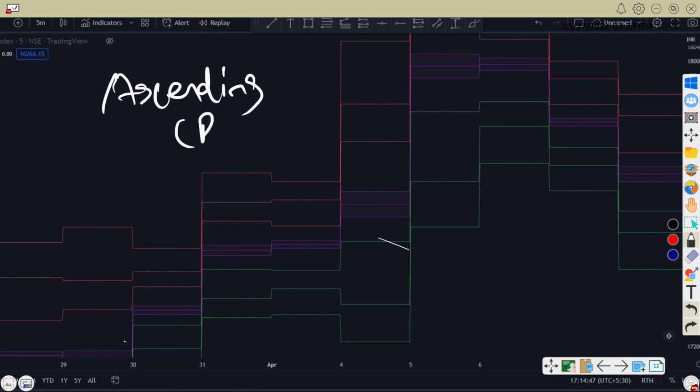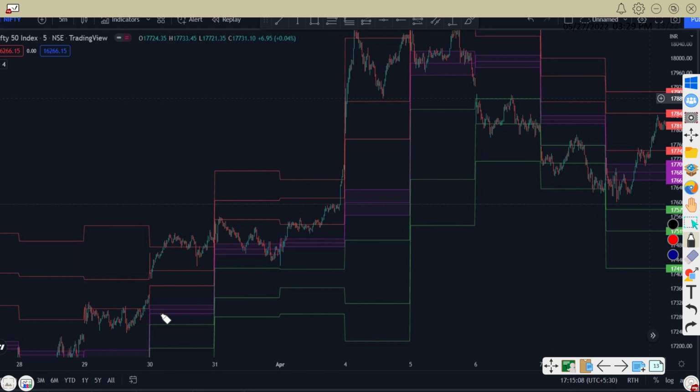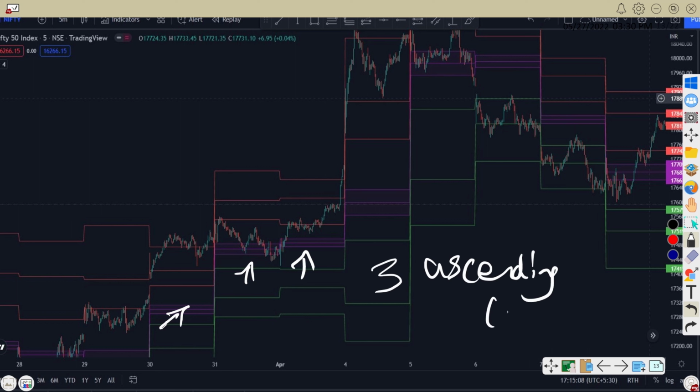So when market is on 30th, first day we got ascending, then 31st, second day, and 1st April we got a third ascending CPR. So we have more than 3 ascending CPR. Okay. So now if you go to the next chart and see, we have our first day ascending, second day ascending, third day ascending. So 3 days we have found ascending CPR. Now if I look at this, you can see that first day we got ascending from here. If you count this also, this is the third day. So let's leave that. But 3 days ascending CPR.